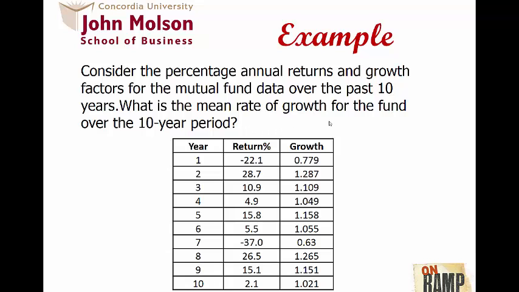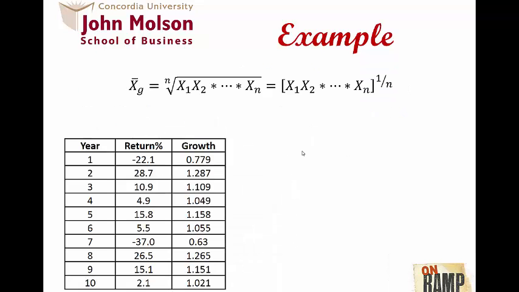Consider the percentage annual return and growth factor for the mutual fund data over the past 10 years. What is the mean rate of growth for the fund over the 10 year period? So we're looking at the growth here. I will need to calculate this geometric mean for the growth. So how will we do that?